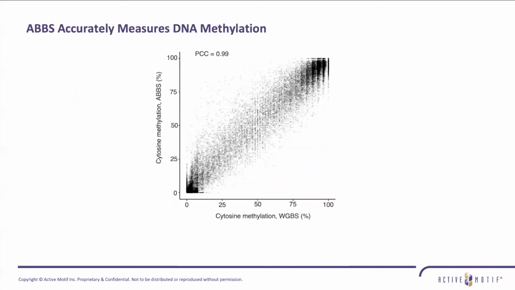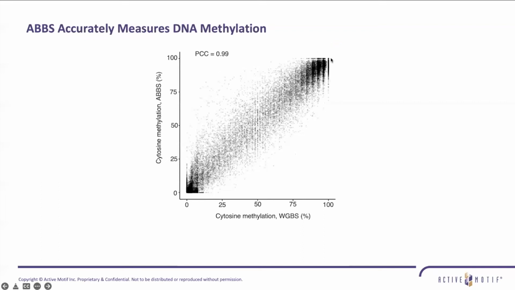Now, we know that ABBS captures DNA methylation, but how accurate is the call for a DNA methylation? And so for that, we compared cytosine methylation for ABBS on the y-axis and cytosine methylation for whole genome bisulfite sequencing on the x-axis. And there's two things that we can see. The first thing is that there's a very good correlation between the two methods with a Pearson correlation coefficient of 0.99. And the second point I want to make is that we do see a bimodal distribution.